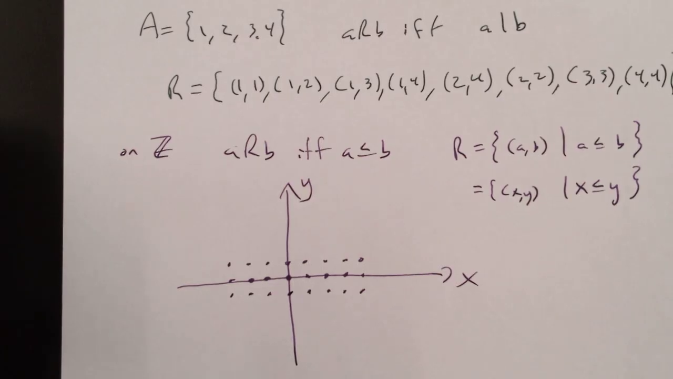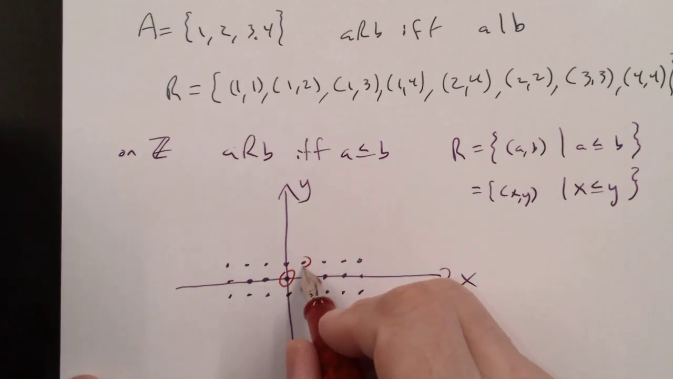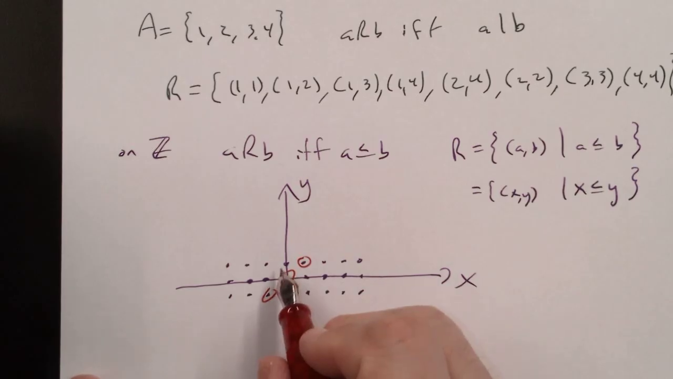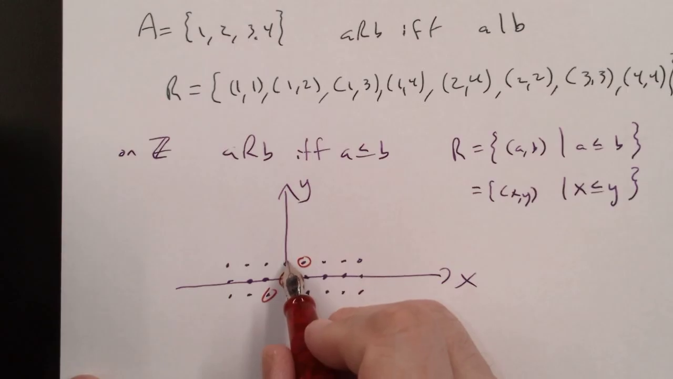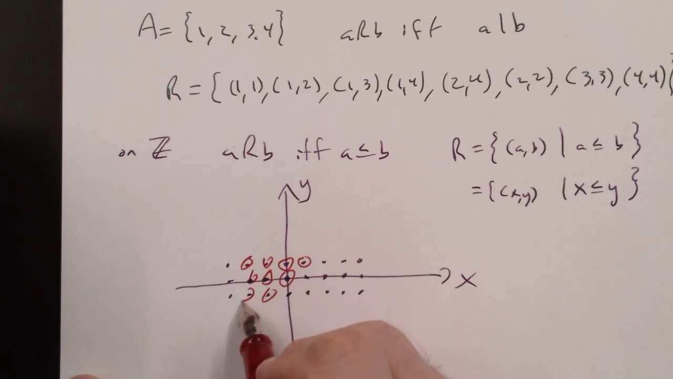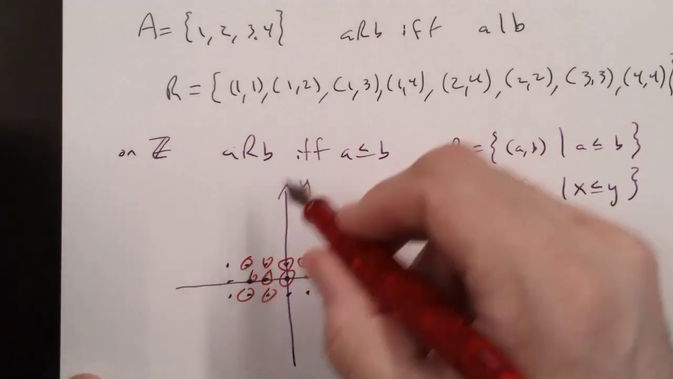So I could say, oh, this dot is part of it, this dot is part of it, this dot is part of it. Because that's where the x and the y are equal, yes? Here, the y is 2, the y is 1, the x is 0, that one's in it. This one's in it, this one's in it. Oh, y bigger than or equal to x, isn't that everything up here?